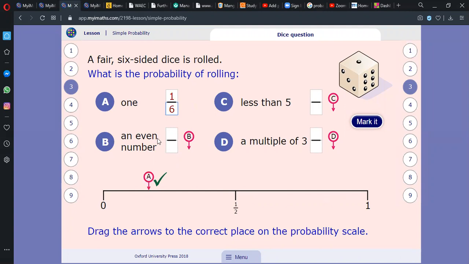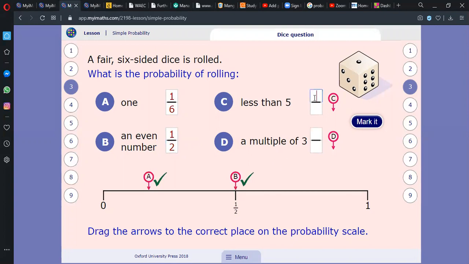Yes, that's correct. If I take a look at an even number, guys, how many even numbers do you have on a fair dice? Of course, I think it's just 2, 4, and 6. So there are 3 even numbers. Since there are 3 even numbers, the number of my required outcome, because required is even numbers, is 3, so that's going to be 3/6. But because we need to always leave our answers in their lowest terms, 3/6 can still reduce to 1/2. So of course I can drag my B. 1/2 is half on the probability scale, and that is correct.